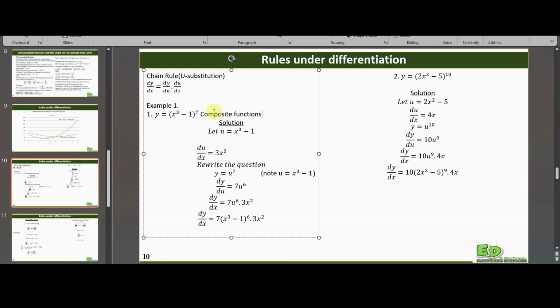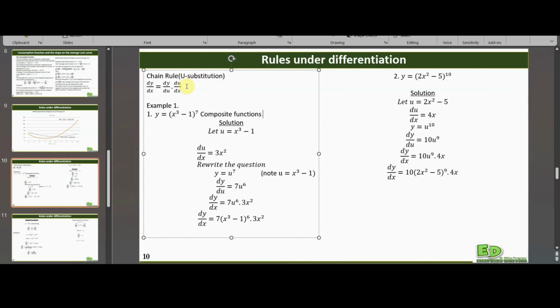We are using the chain rule because sometimes you'll be given a function like this, y is equal to x cubed minus 1 all raised to the power 7. It becomes very difficult to differentiate using the normal differentiation rules that we've learned, the constant, product, quotient rule, and the rest, right? So what you do is use what is called the u-substitution or the chain rule.